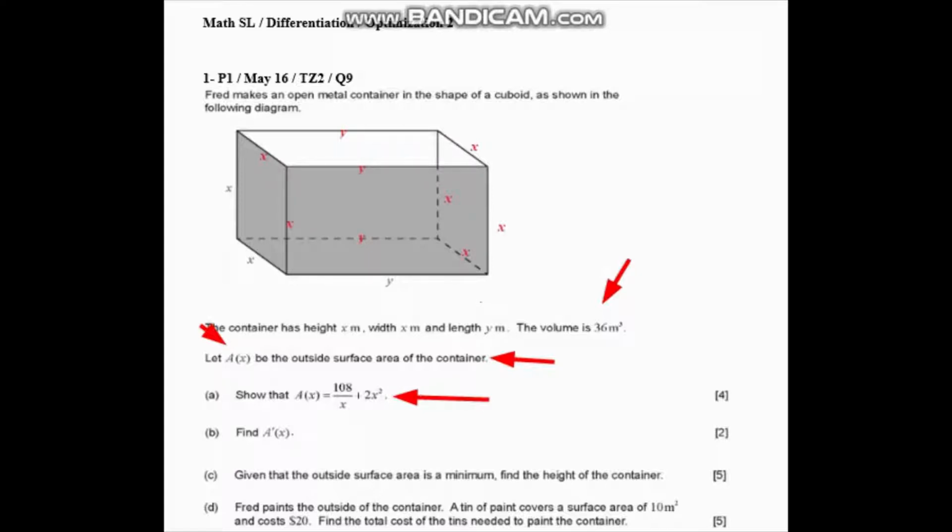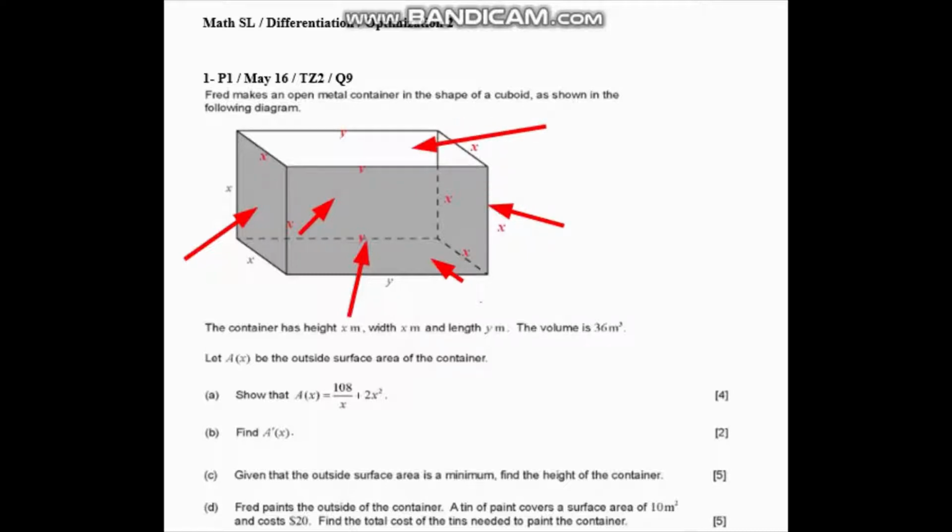So whenever you are given something about surface area, always imagine yourself to be painting the box. So if I'm going to paint the box, which sides shall I paint? I shall paint this face right there, this face right there, the front face, the back face, the bottom face, and possibly the top face, depending on whether this is an open or closed container. In this problem, we are given that the container is open.